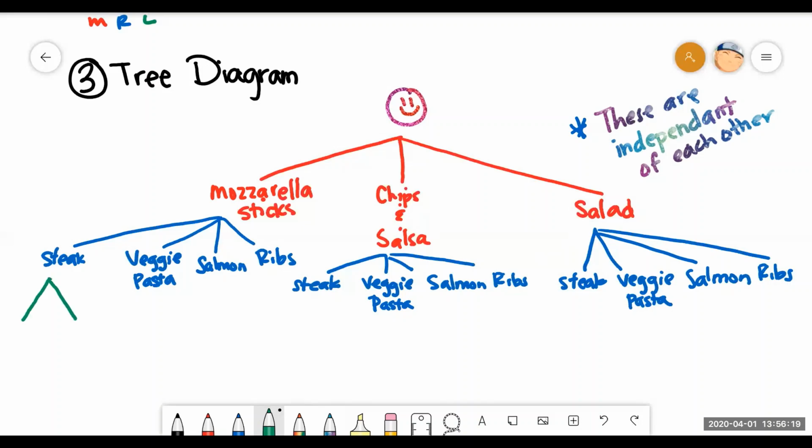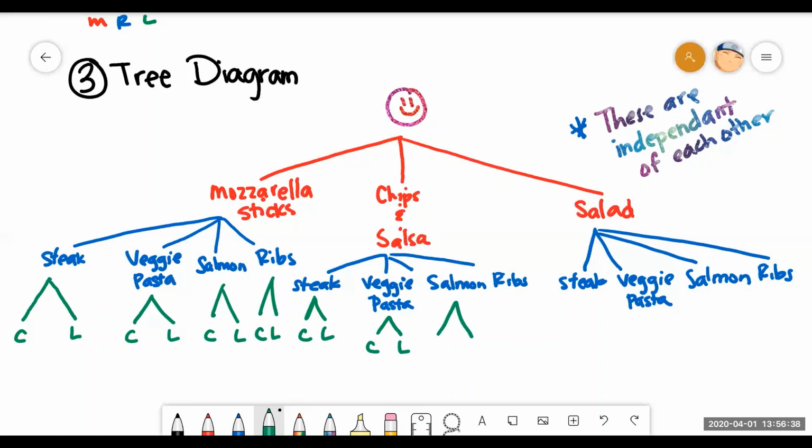Okay, now for the sake of your time and mine, I'm just going to abbreviate these. Cheesecake, lava cake. If I chose steak, or if I decided against steak and chose veggie pasta, I still got offered cheesecake or lava cake. Same thing with salmon, same thing with ribs. So it's not like, oh, if I picked salad and steak, I couldn't have a cheesecake or a lava cake. It didn't matter. Either way, I was given the option to have cheesecake or lava cake.